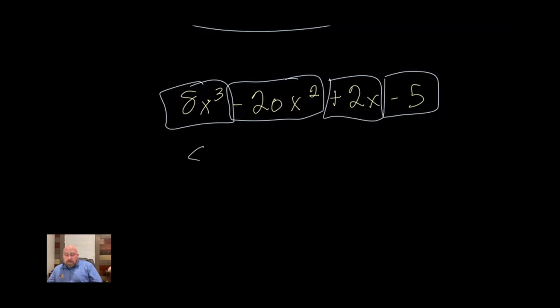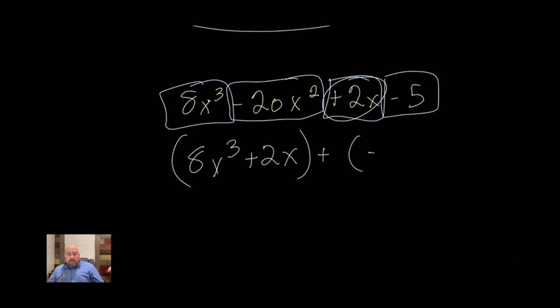So here's what that's going to look like. 8x cubed plus 2x. Because you're rearranging it so that it matches, so that we can get things to come outside. If we don't, then nothing comes out. We can't factor it. And then remember what I said about the positive, and then it's plus. And this is going to be negative 20x squared minus 5.